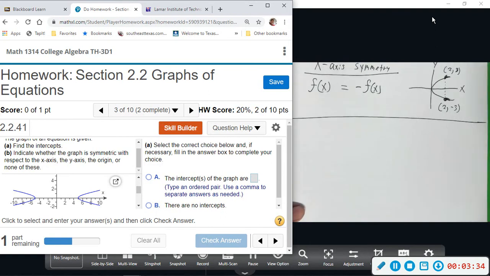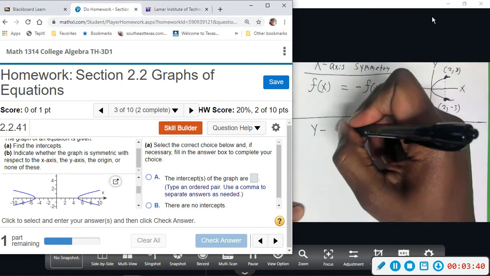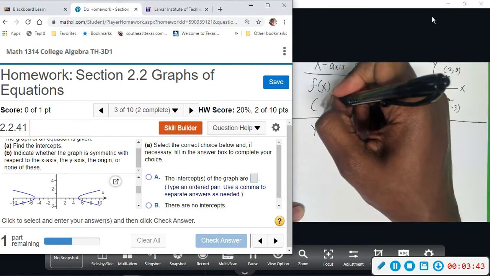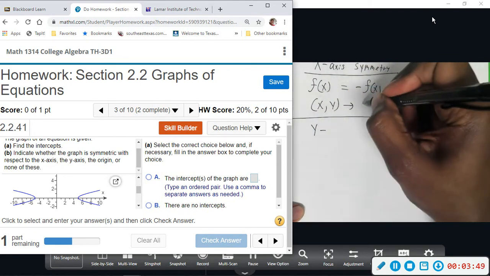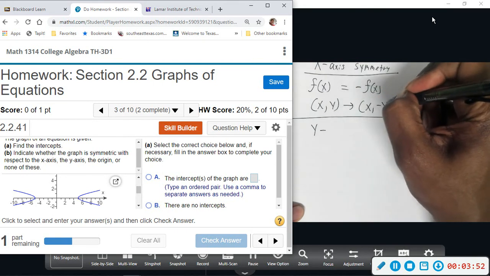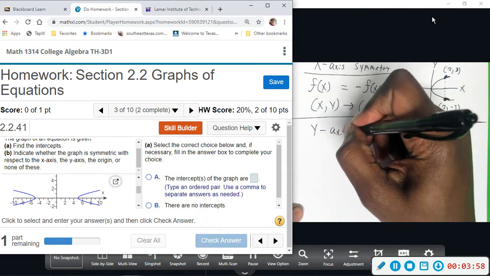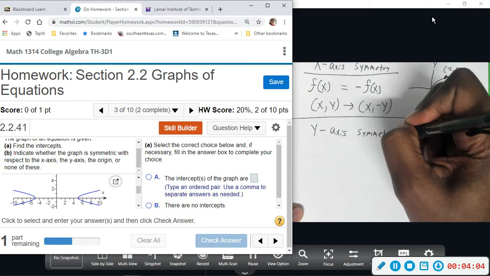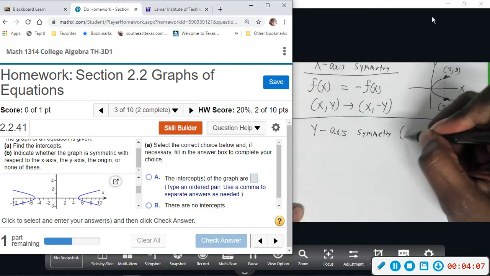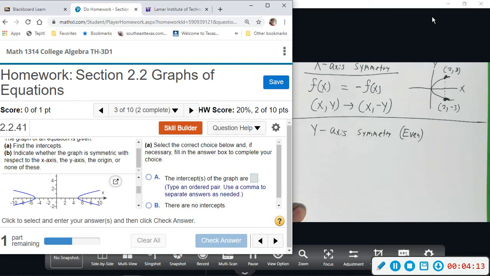All right, now we also have y-axis symmetry. I can put this ordered pair here. You have an ordered pair x, y. Then if you have x comma negative y, that's what that means. All right, now y-axis symmetry is also called even. Very important to know that. So y-axis symmetry has a special nickname. They call it even.